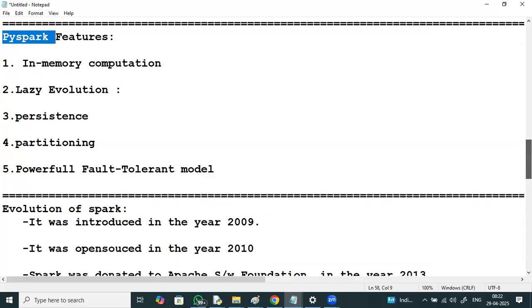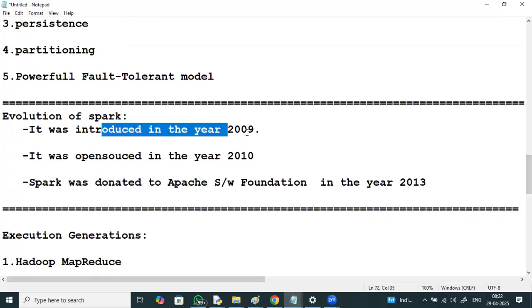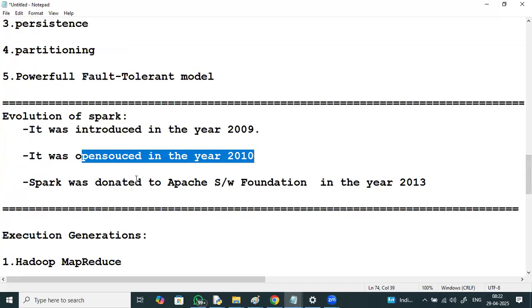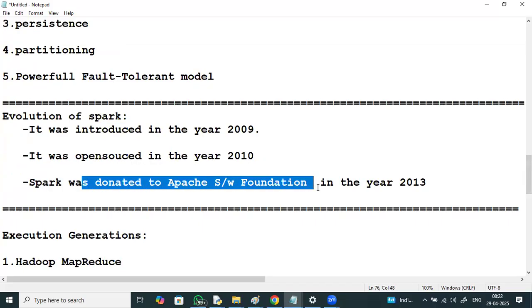The evolution of Spark I was discussing: it was introduced in the year 2009, open sourced in the year 2010, and donated to the Apache Software Foundation in the year 2013.